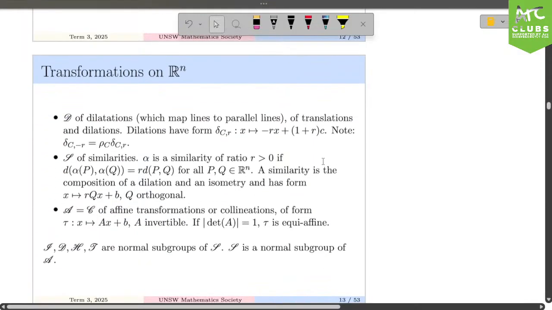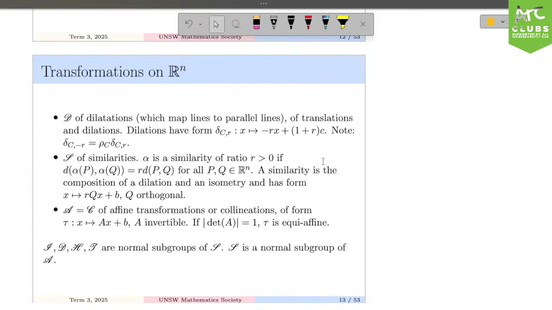Next, we have dilatations. Dilatations map lines to parallel lines. And then dilations are stretches, in a sense, of the form delta C,R of x is equal to negative Rx plus 1 plus RC. This term might seem a bit nebulous, but the way to understand this is we can substitute C into this transformation, and then we have negative RC plus C plus RC.